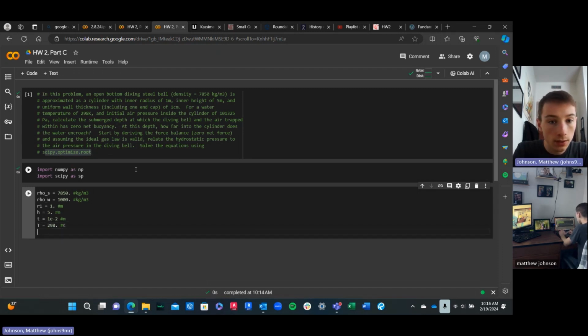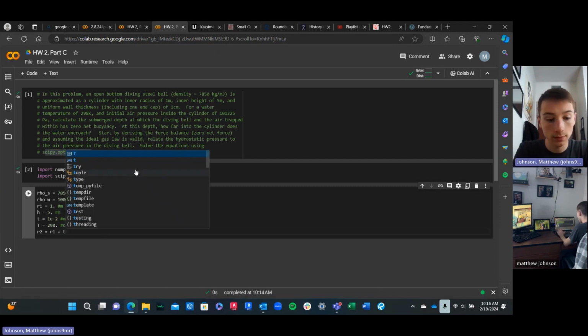For water, actually submerged air entrapped once at this depth. Okay, so that's everything that it gives us in the problem. What else do we have here? Well, we should probably define the outside radius as the inside radius plus the thickness. That'll be helpful.